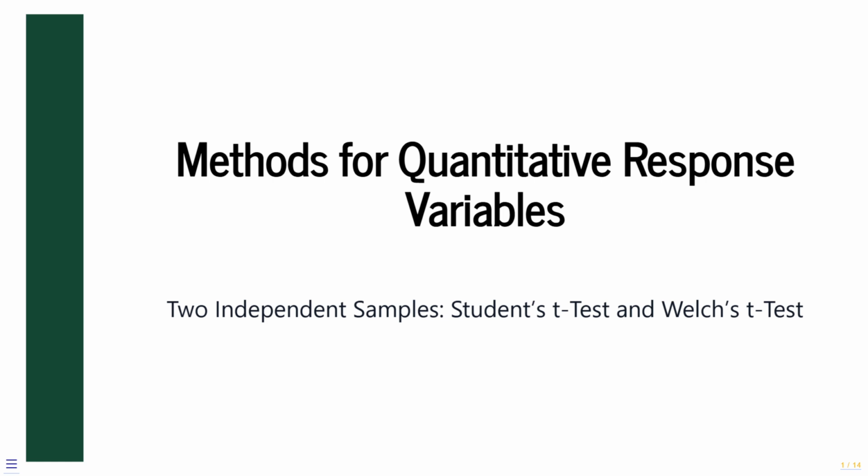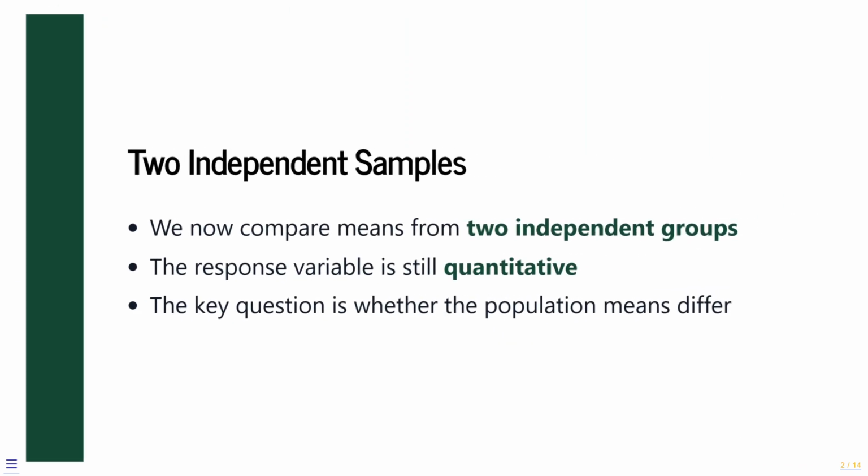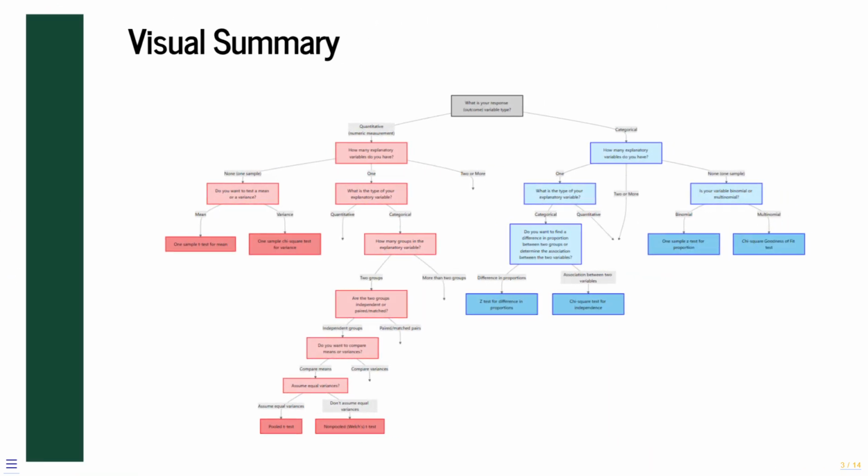This video compares two independent population means. The response variable is quantitative, the groups are independent, and the main question is whether the population means are different. This image shows where two sample methods fit in the larger map of inference methods for quantitative response variables.